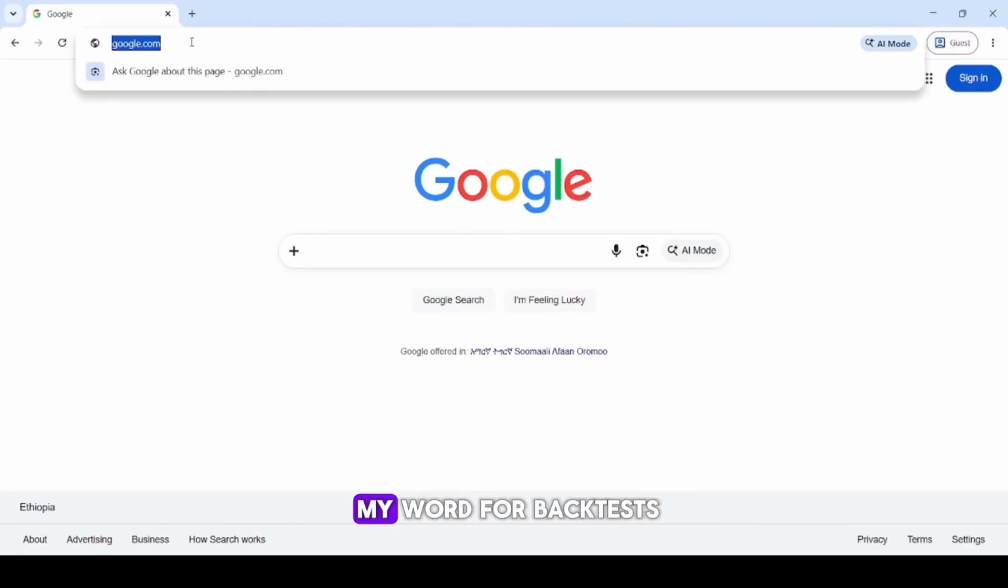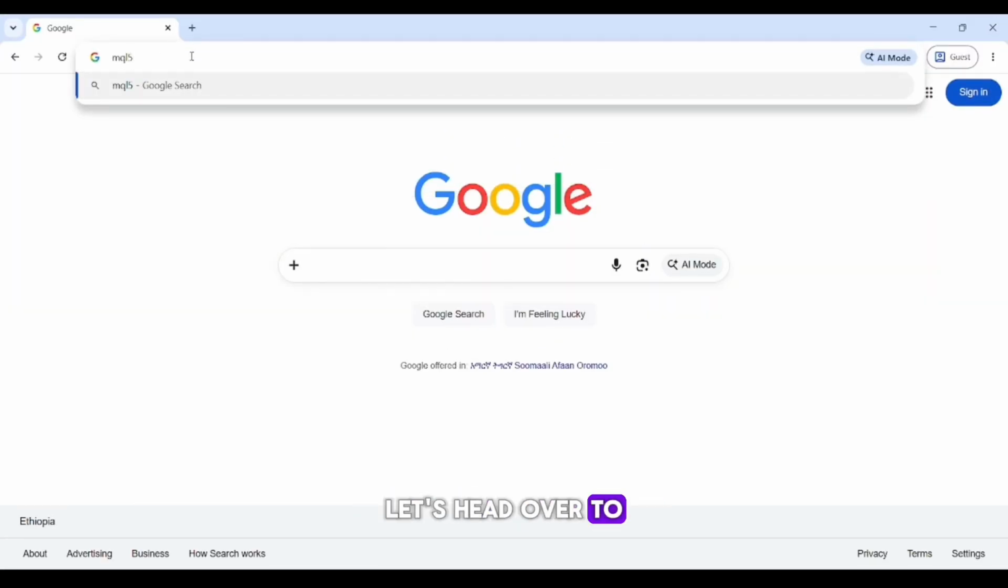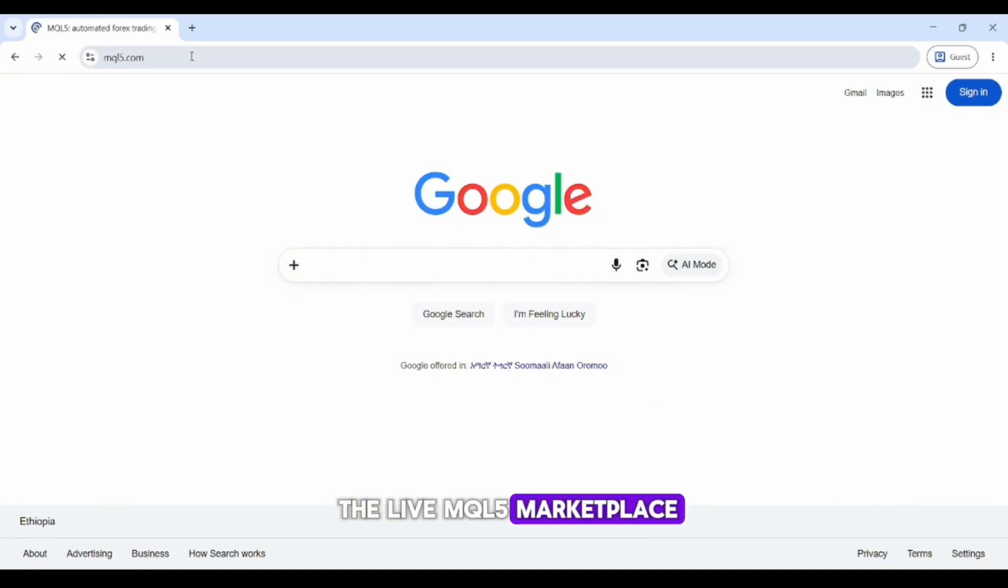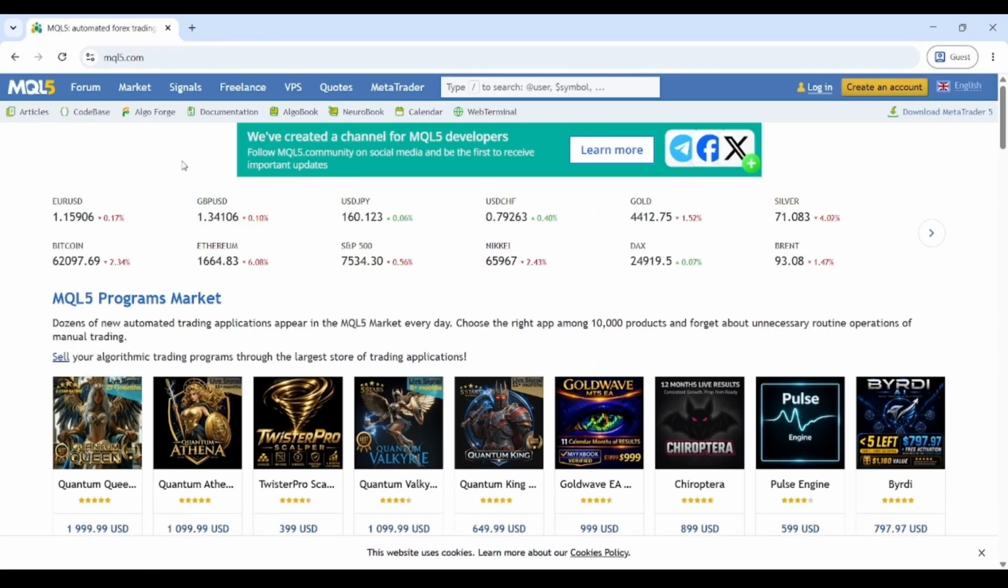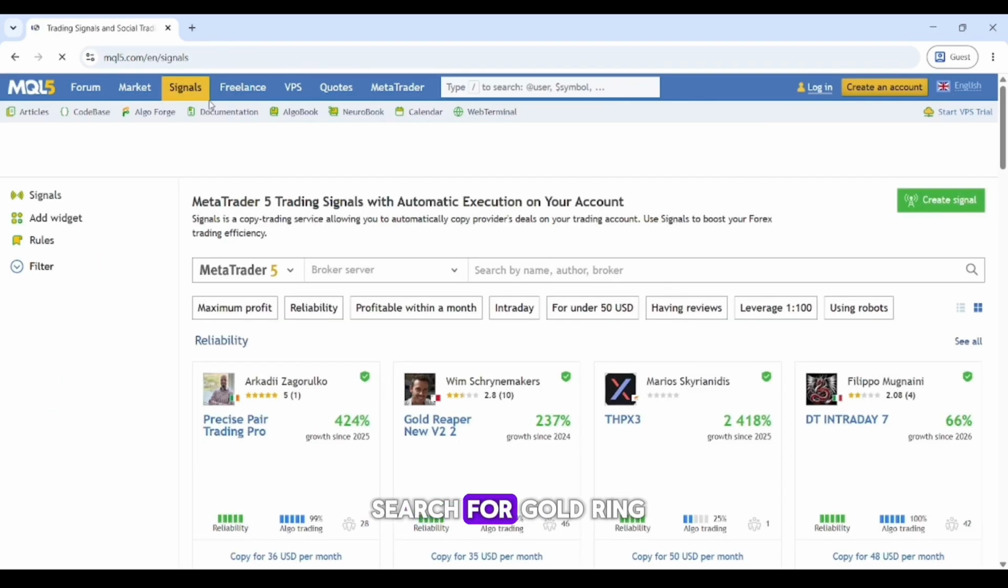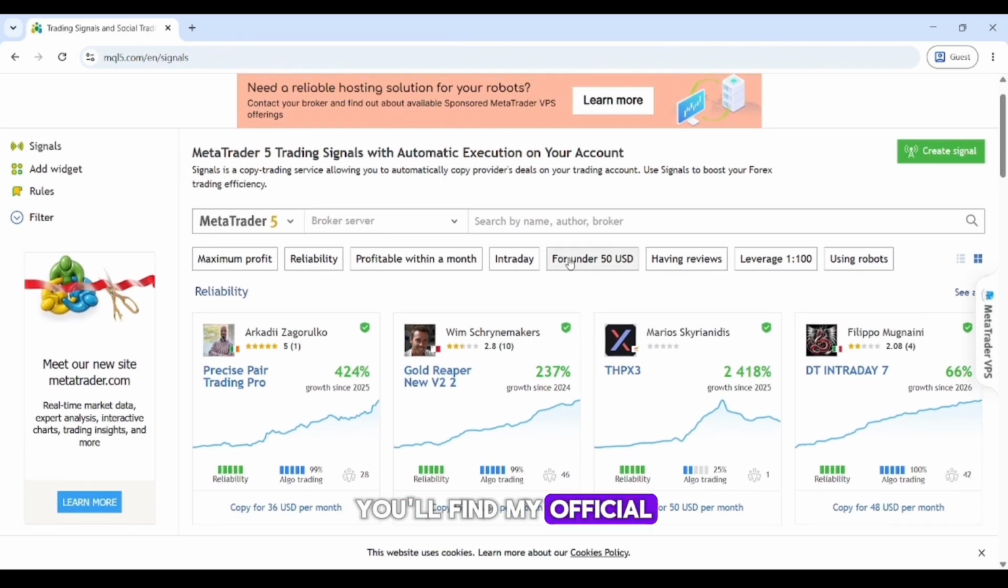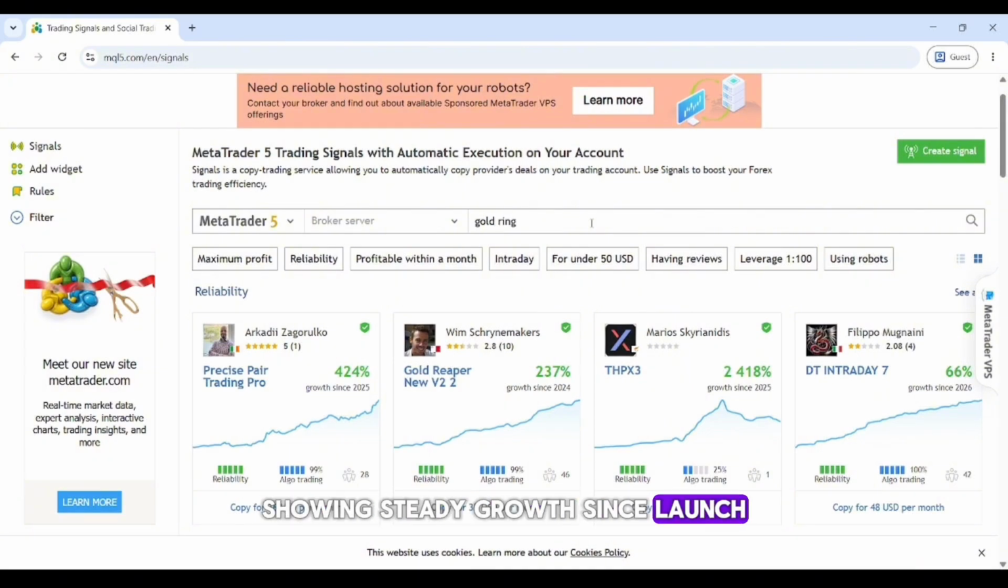But don't just take my word for backtests. Let's head over to the live MQL5 marketplace right now. If you go to the Signals tab and search for Gold Ring, you'll find my official verified master account live, showing steady growth since launch.